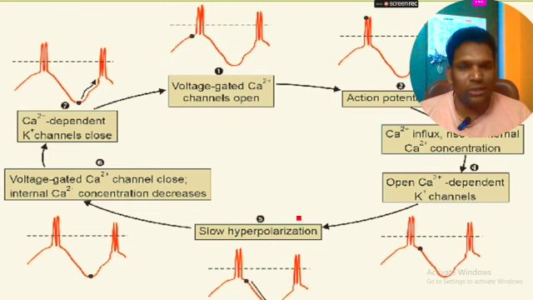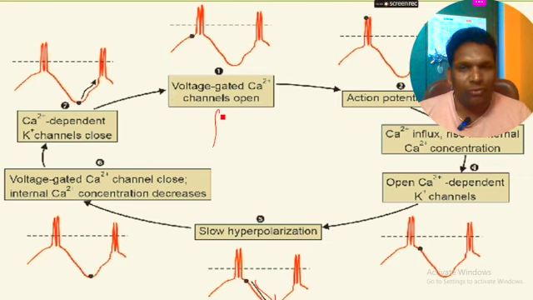So finally, calcium dependent potassium channels also close. Again it will come back to stage 1, and voltage gated calcium channels open up. Again, after forming one curve, another curve will form in this fashion. So repeated depolarization and repolarization are developed by these events. This is what you call the ionic basis of the action potential.